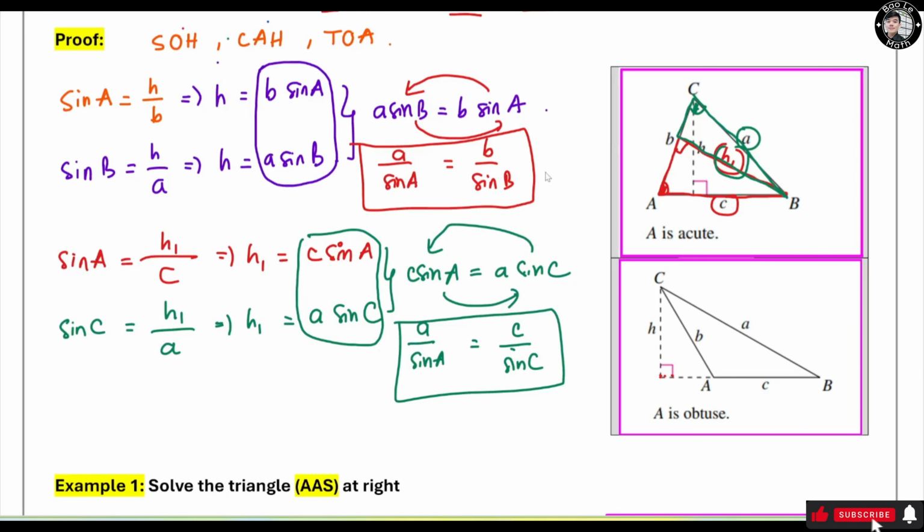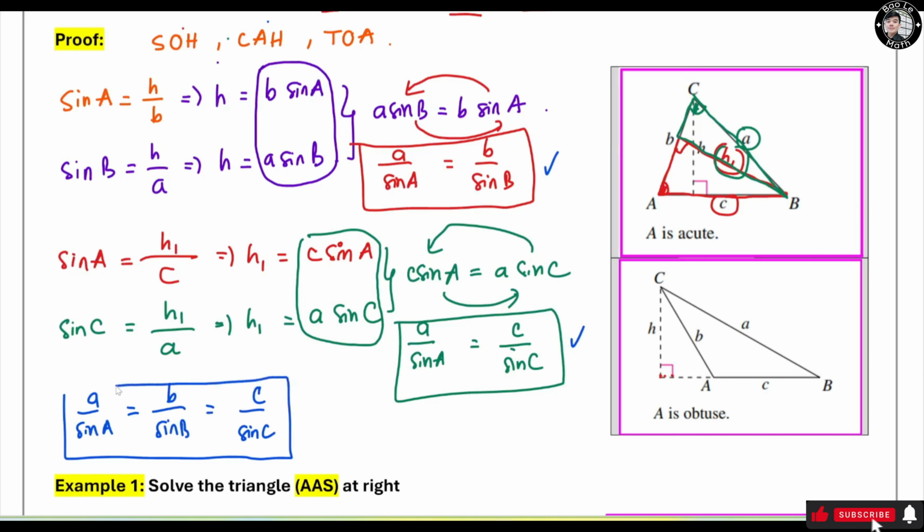Now, we're going to apply the transitive property for these two right here. We're going to end up with a over sine A equals b over sine B equals c over sine C, right? This finishes the proof. Now, if you use the obtuse triangle right here, you're going to end up with the same thing, right?